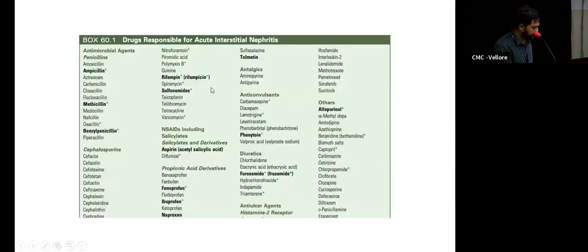The drugs responsible for acute interstitial nephritis: the ones mentioned in bold are the ones that are commonly seen, and the ones with blue asterisks are the ones that cause granulomatous acute interstitial nephritis. The ones that we commonly use, like ampicillin, benzyl penicillin, rifampicin, sulfonamides, are the ones that cause these symptoms.